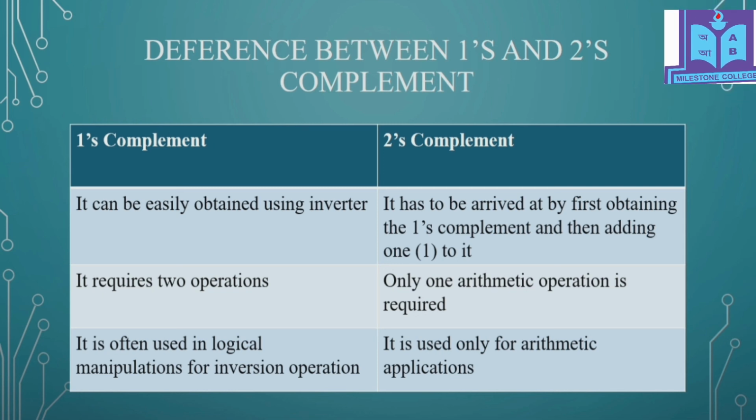Basically first you have to convert to binary, then you have to complement it. You have 2 operations on the 1's complement side, and on the 2's complement side you have only 1 operation, just adding 1 to the 1's complement. 1's complement is often used in logical manipulation for inversion operations, and 2's complement is used only for arithmetic applications.